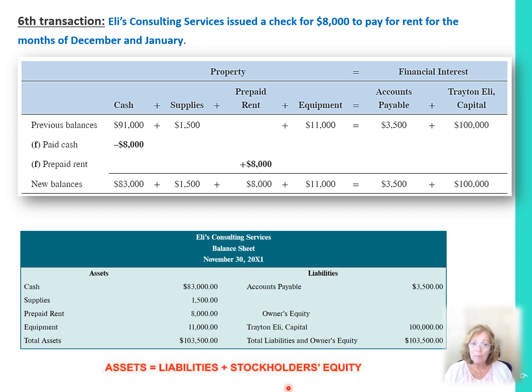That's it for this part. Please see the second part of analyzing business transactions to learn how to analyze the remaining business transactions for Eli's Consulting.